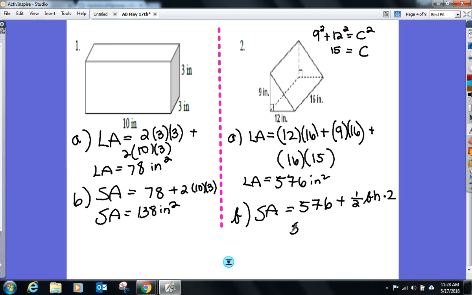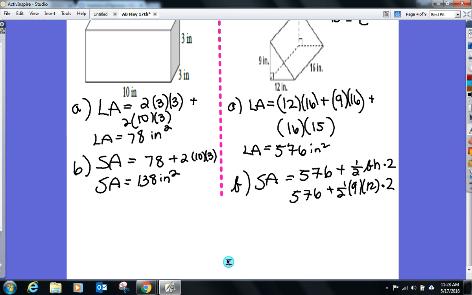All right, help me out then. 576 plus 1/2. Oh, right triangles. What are the base and the heights here then? Legs of 9 and 12. And again, I have 2 of them, so multiply that value by 2. And I don't know if you guys see what happens when you multiply a triangle formula by 2. The 1/2 and the 2. See ya! So it's just base times height. 684 square inches.